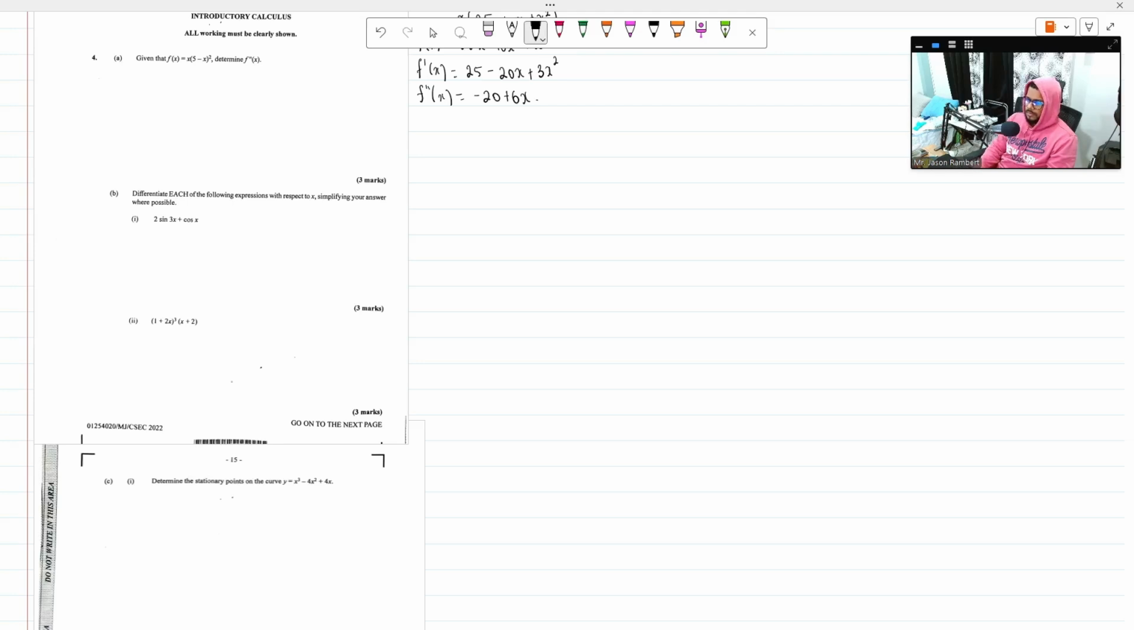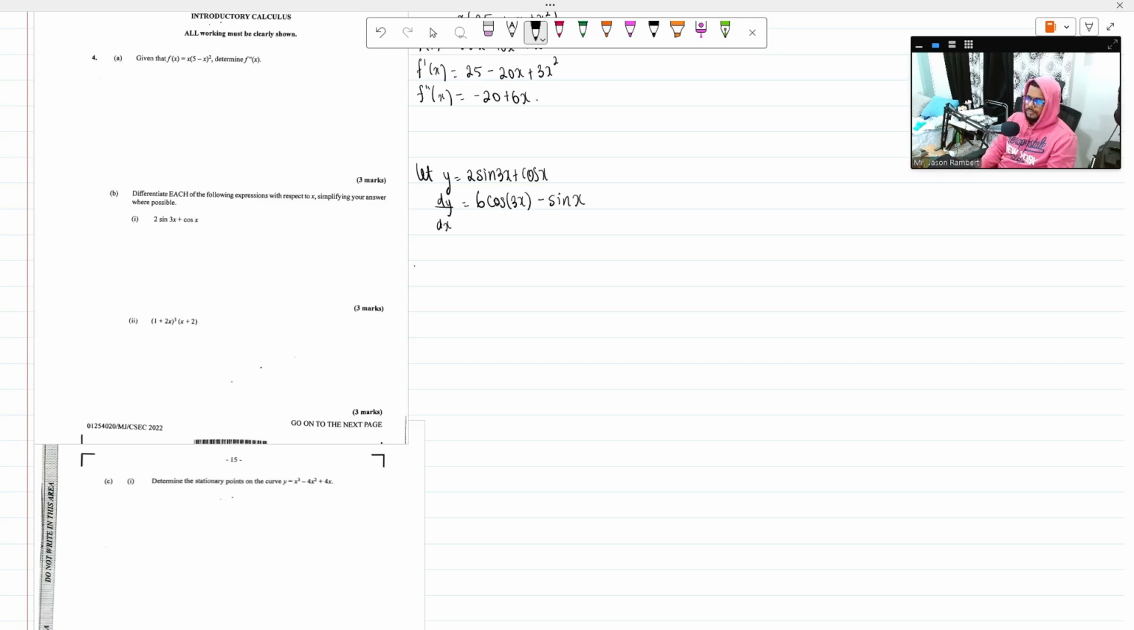So for part 1, I'm going to let y be equal to 2 sine 3x plus cos x, dy dx. When I differentiate sine, it turns to cosine, but I also have to multiply by the differential of the angle. When I differentiate the angle, I get 3. And when I multiply this by 3, I'm going to get 6, and the sine changes to cosine. When I differentiate cosine, I'm going to get minus sine.